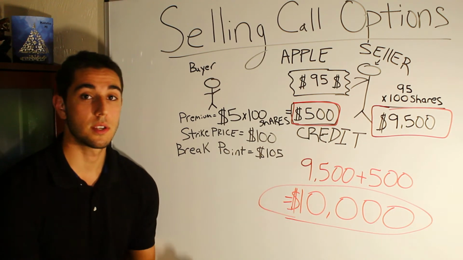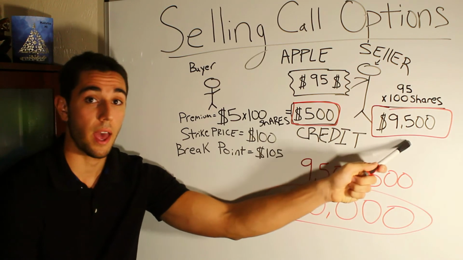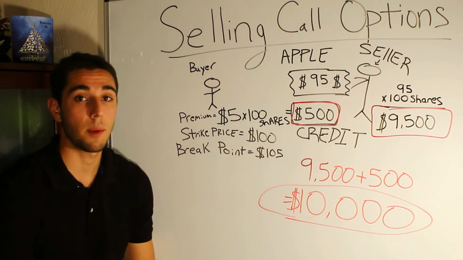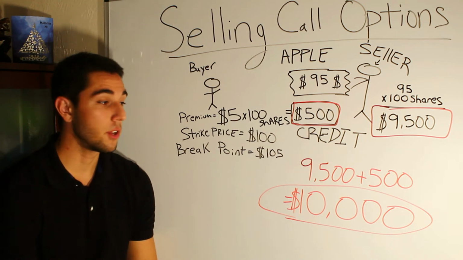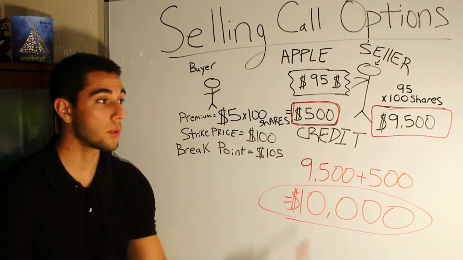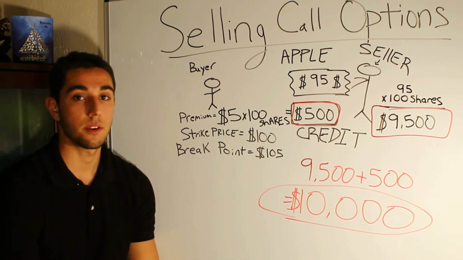So when you go to sell this call option, you're going to get $9,500 that you have already, plus the $500 that he paid you right at that moment. So what that's going to do is give us $10,000. So in your account, you won't see $9,500 for 100 shares. You're going to see $10,000.